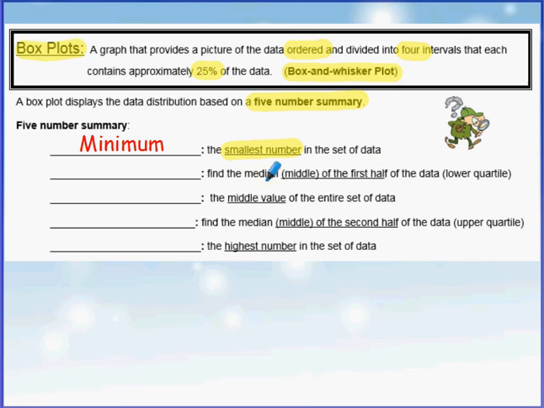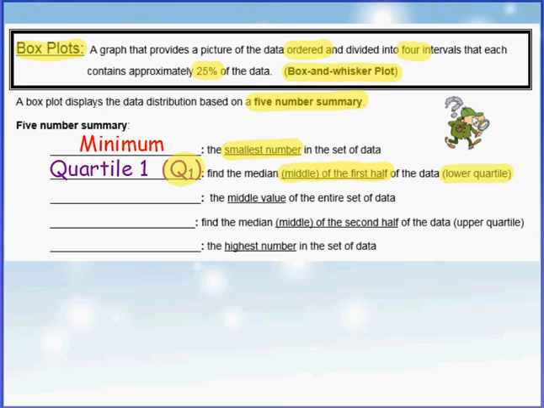It says find the median, or the middle, of the first half. So the middle of the first half of the data. We call this the lower quartile. So if I have a list of values, it's not the center value, it's the center of the first half. So we call it quartile 1. It's 1/4 of the way through the data. A shorthand notation, which we will use often, is Q1.